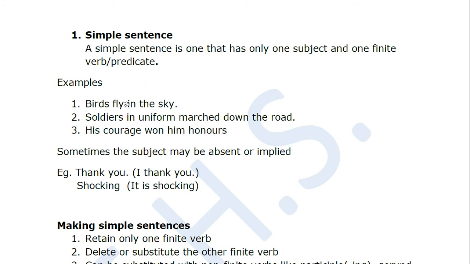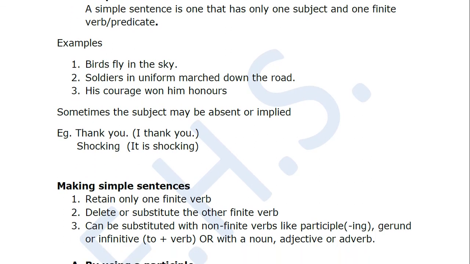Only one finite verb. See, there is only one action taking place in each sentence. First one is fly. Second one is march. Third one is won. Sometimes the subject may be absent or implied, means it's understood, especially in an imperative type of sentence. So here, for example, "Thank you." What does it mean? I thank you. So I is your subject and this is your predicate. "Shocking." What does the whole sentence actually mean? It is shocking. So it is your subject and is shocking is your predicate.